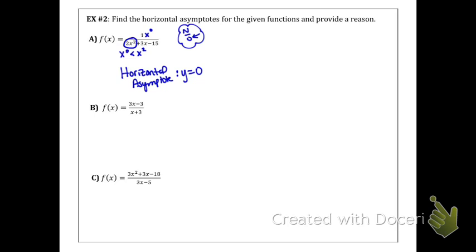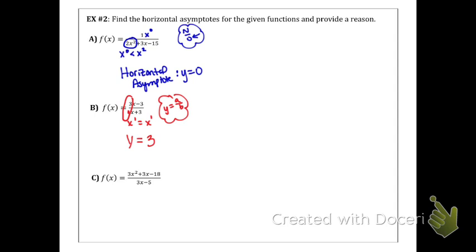All right, so for B, my degree is the same. So remember, if they're the same, it's just going to be the ratio of those leading coefficients. So it's going to be that 3 over the 1 right there. And so we get y equals 3. And so our reasoning will be that our x to the first on top is equal to the x to the first on bottom.